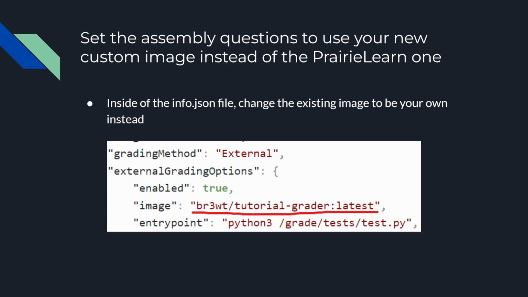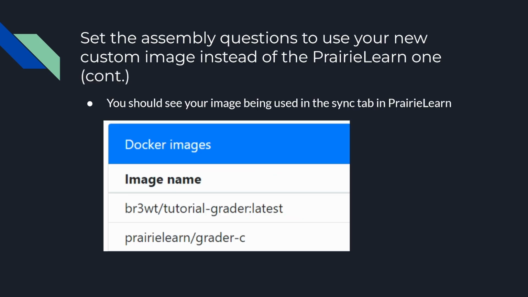So now we're going to set our questions to use our new grader. So inside the info.json file of a specific question that you want assembly to be emulated on, you're going to scroll down to where it says image, replace the existing PrairieLearn Grader C with your image name. And now you can also see, if you go to the sync tab in PrairieLearn, you'll see that your Docker image will be displayed there as well.